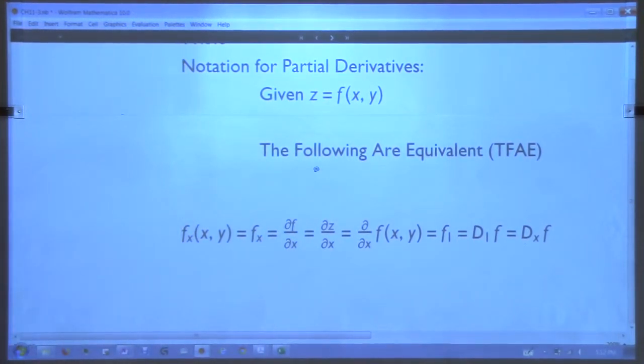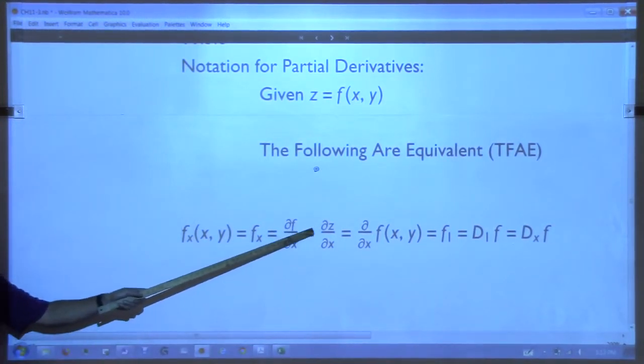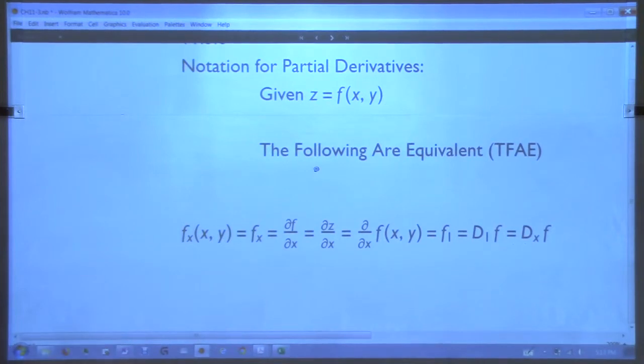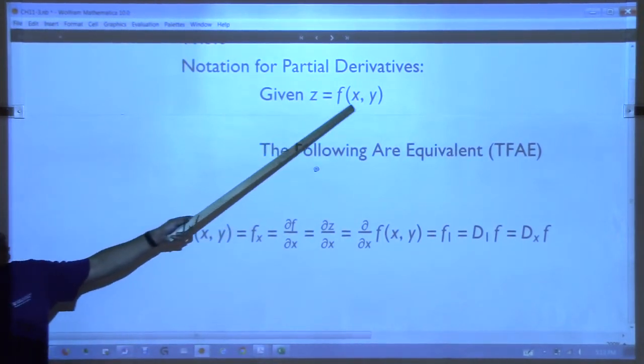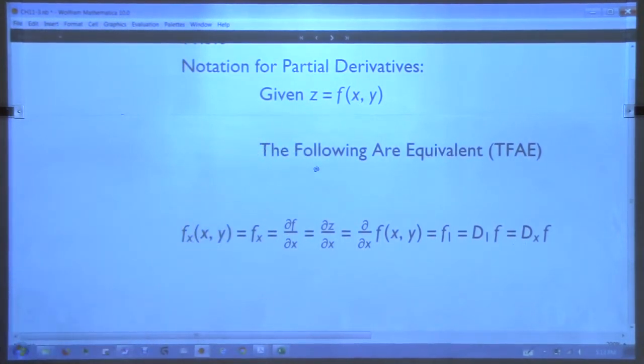But it turns out that sometimes this notation is nicer to work with, and sometimes this is better. So if you have a surface, f of x, y equals z, a standard function of two variables, all of these mean the same thing. So the following are equivalent.